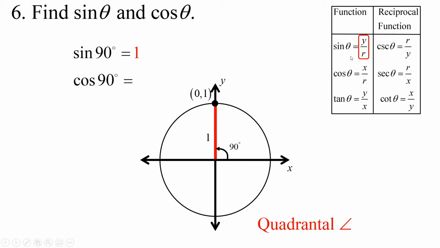By the way, if you use y over r, y is 1, the radius is 1, and 1 divided by 1 is 1. Now cosine of 90 is even easier to me, because cosine is measuring a horizontal distance. There's no horizontal distance here, so that's 0. But if you want to do this, you could. That's going to be x over r. Well, x is 0, r is 1, 0 divided by 1 is 0. So there you go. Sine of 90 degrees is 1 unit. Cosine of 90 degrees would be 0 units.